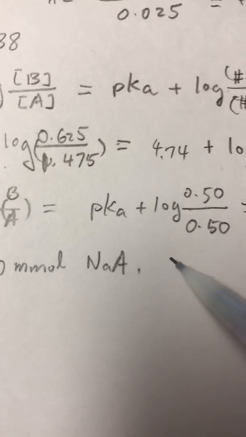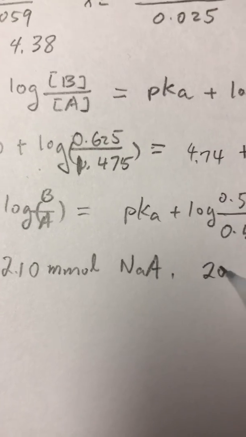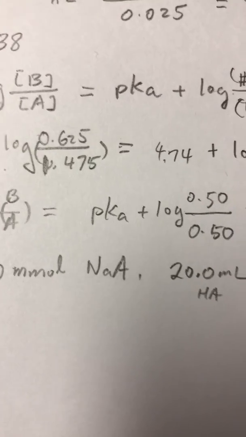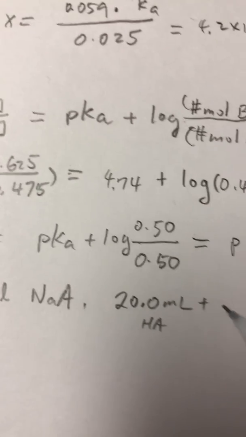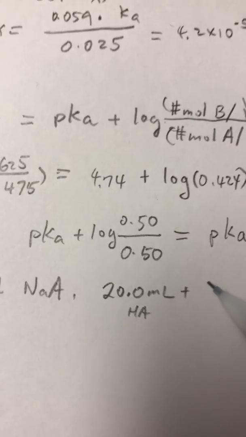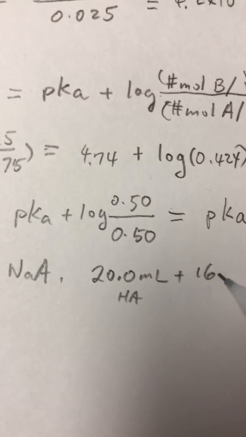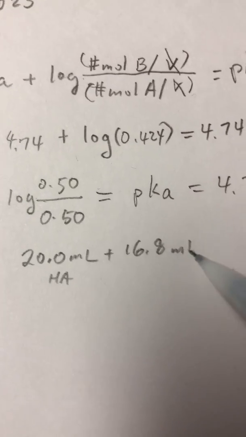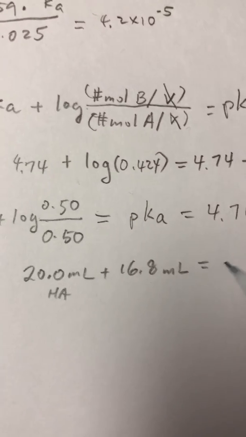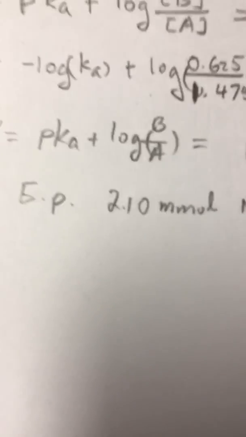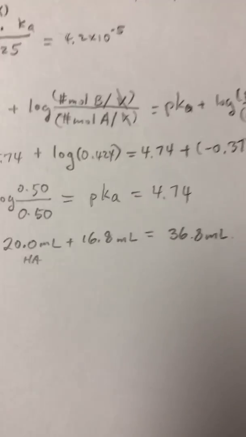Well, what is the volume? The volume is where you start: 20.0 for the weak acid, and the volume of sodium hydroxide you add, which is the answer in step B, 16.8 milliliters. Well, the total is 36.8 milliliters. Okay, well, you have the total moles of substance. You have the total volume. What will be the concentration?